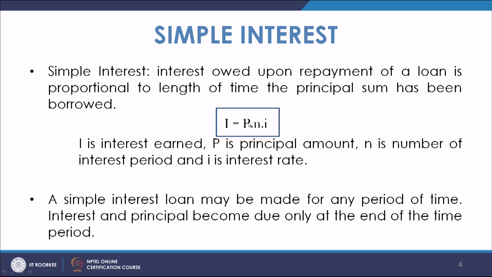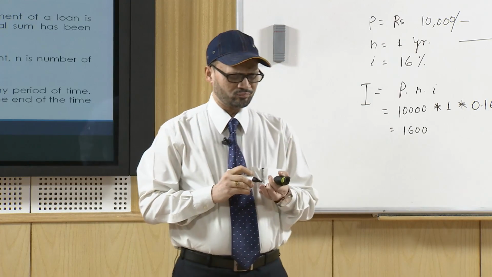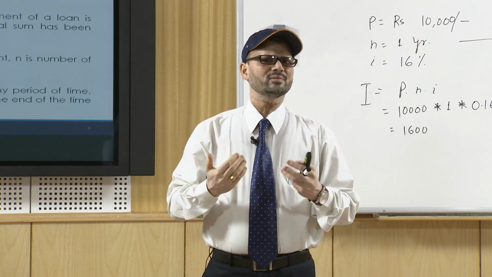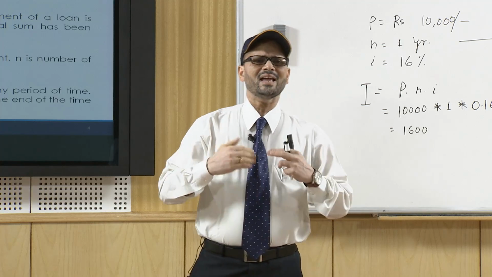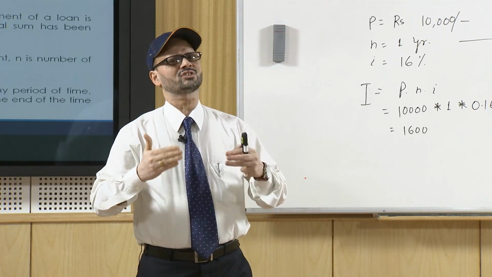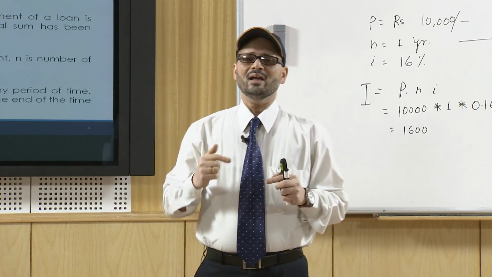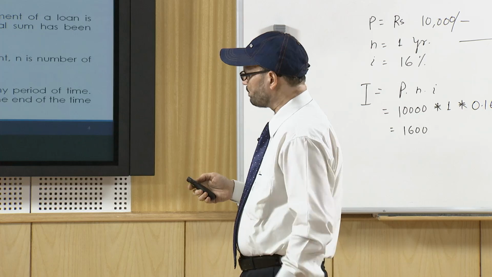A simple interest loan may be made for any period of time. Interest and principal become due only at the end of the time period. So one of the characteristics of simple interest is that the borrower who has taken the money from the lender does not have to pay the interest amount in the middle period. He has to pay the accumulated interest at the end of the period plus the principal sum. So this is one of the characteristics of simple interest.